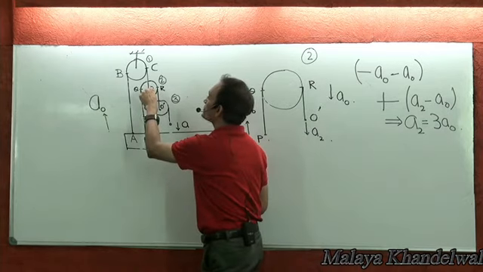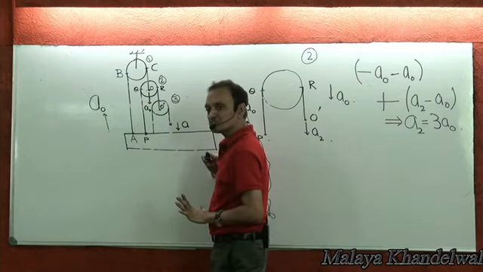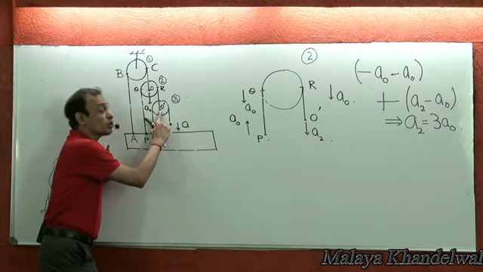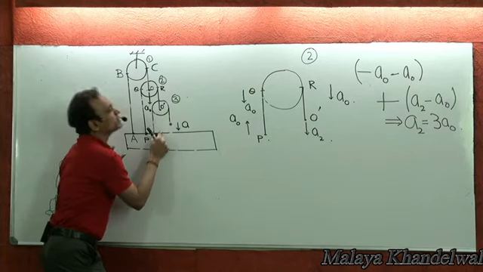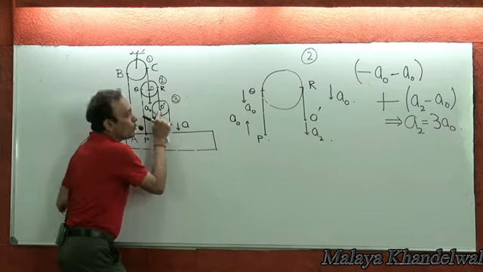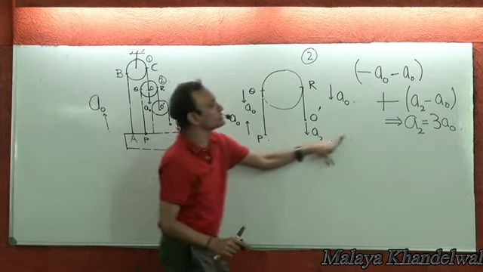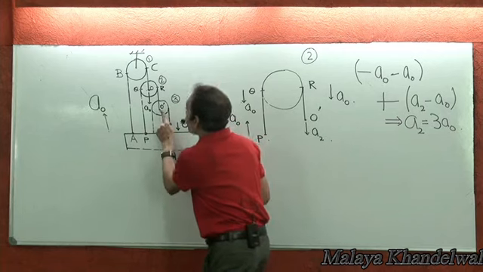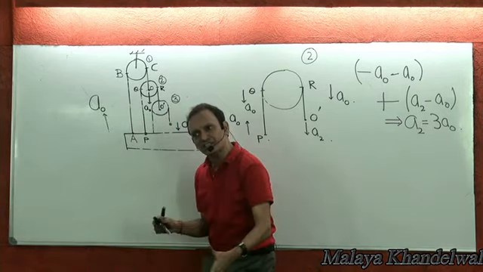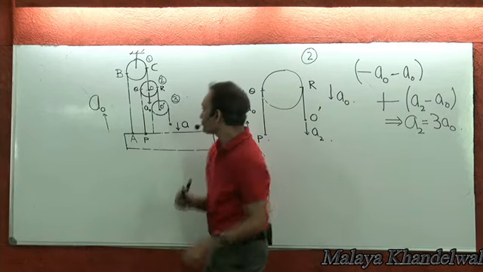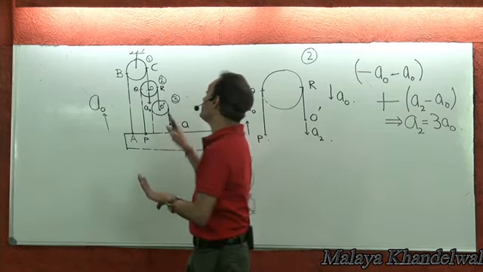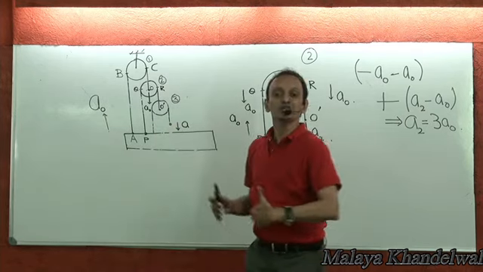I'm sorry, O prime is moving down with an acceleration 3a naught. Let me stand corrected: O prime has a downward acceleration a2, which is 3a naught. And if O prime has a downward acceleration 3a naught, that means this pulley 3 is moving down with an acceleration 3a naught. Yes or no? Pulley 3 has a downward acceleration 3a naught. Clear? Okay. Now let me shift the load to pulley 3.